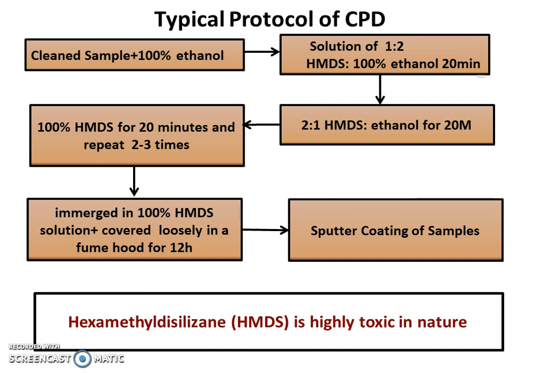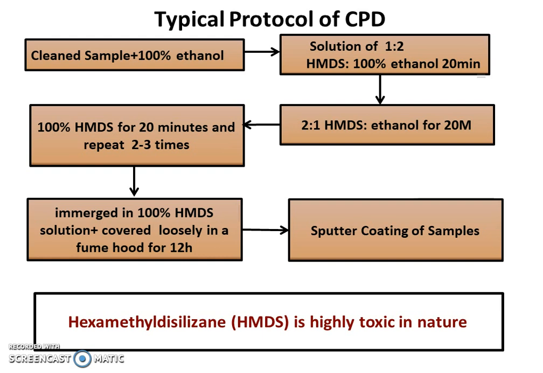After that, 2:1, two parts HMDS and one part ethanol, the sample is treated for 20 minutes. Then 100% HMDS is used for treatment of the biosample for 20 minutes, and this process repeats 2 to 3 times as per the requirement and the nature of the sample. After that, samples are immersed in HMDS solution and covered loosely in a fume hood for 12 hours, because HMDS is a very toxic material in nature, so it must be handled with proper care.